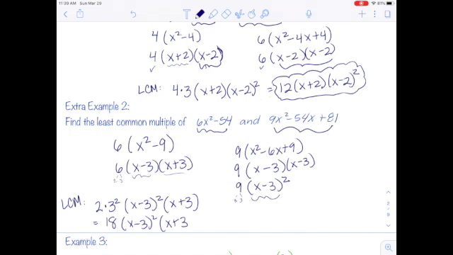And you're all done. So just remember, if you see problems where they're asking for the least common multiple, it's really just adding the fractions or making common denominators out of context.